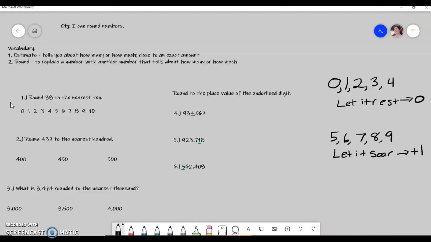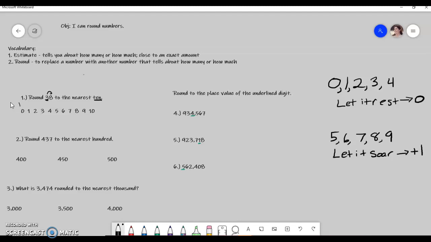So for example, we have 38. We need to round to the nearest 10. So that means we have to look at this number and figure out which number is in the tens place. Is the 8 in the tens place or is the 3 in the tens place? The 3 is going to be in the tens place. So that means that's the number we need to round. So that means we need to look at our neighbor. Now our neighbor is where these rules come into play. Depending on what the neighbor is will help us figure out where it needs to go.